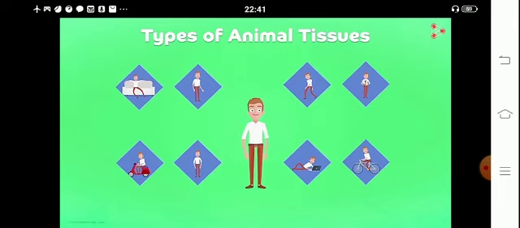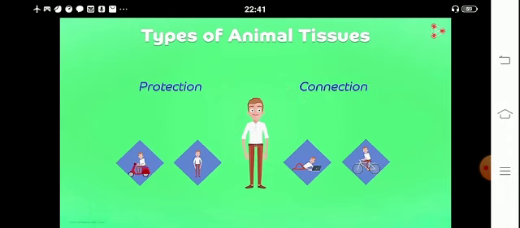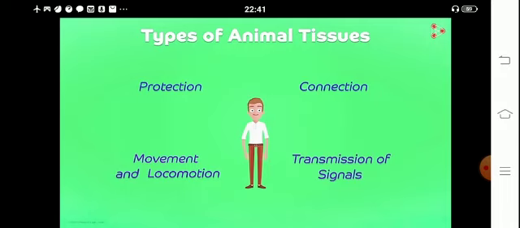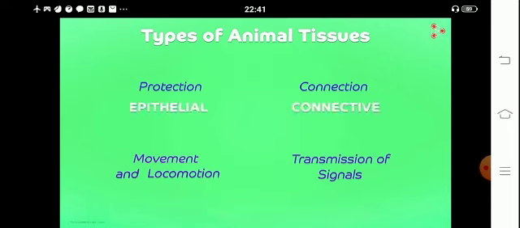For simplicity, we would prefer dividing all the animal tissues into four major categories depending upon their functions. Firstly, we have the one for protection, then another for connection, followed by movement and locomotion, and lastly for transmission of signals for quick and efficient work. Based on this, we get the four major types of tissues as epithelial, connective, muscular, and nervous. So in this video, let's begin with the first type, that is the epithelial tissue.